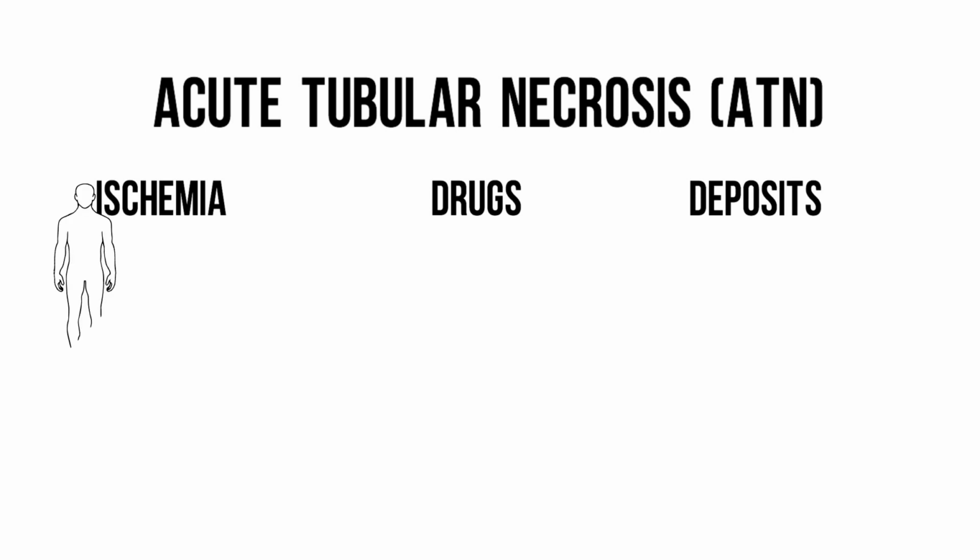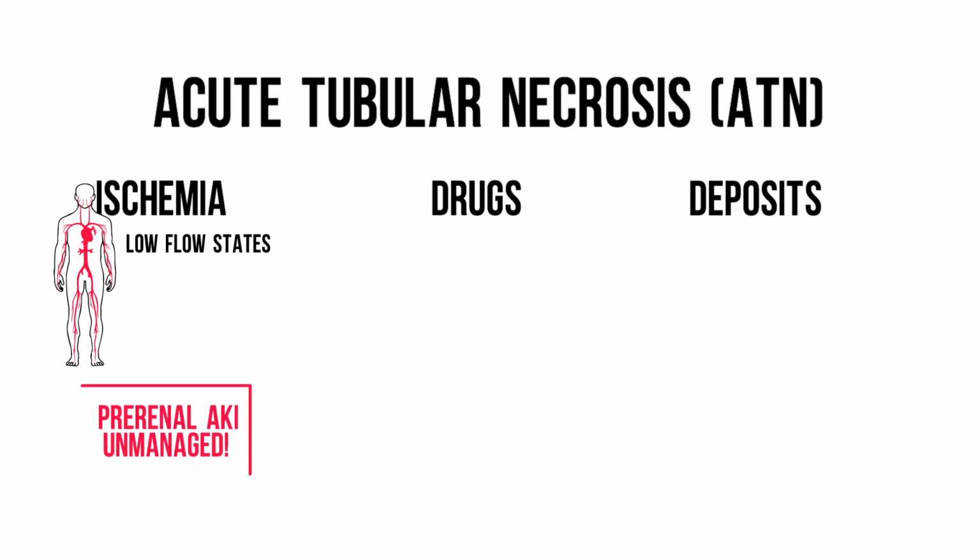Acute tubular necrosis, or ATN, can be caused by 3 main things: ischemia, drugs, and deposits. Ischemia. The tubules of the kidneys are the most sensitive to hypoxemia, meaning that low flow states can cause ischemic damage quickly. This means that if you have a pre-renal injury untreated, it will progress into ATN. Examples of ischemia causing ATN are therefore shock, sepsis, severe dehydration, hypoxemia, etc.